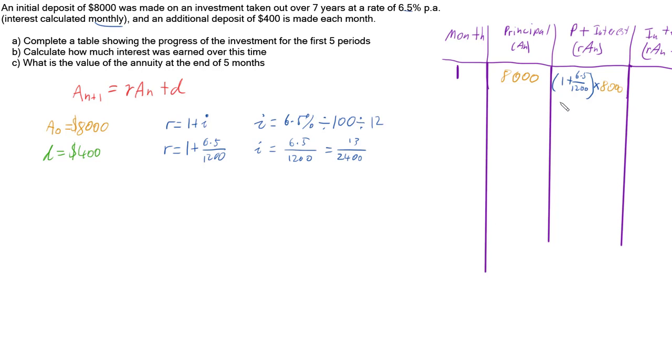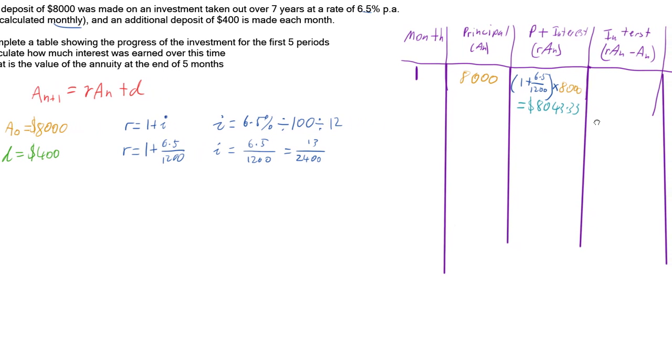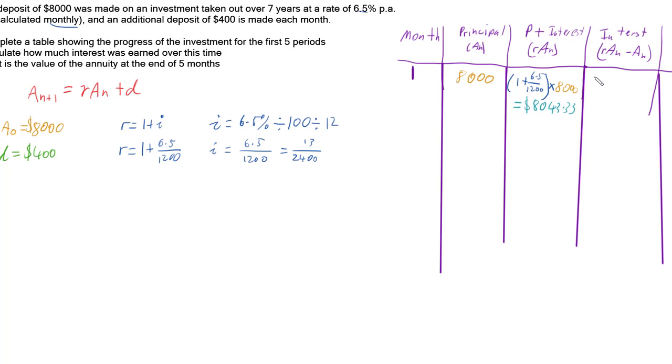And if we work that out, that gives us a value of $8,043.33. Then we can work out our interest, which is going to be that $8,043.33, and we're going to minus off our principal, that 8,000. And that's going to give us how much interest we are earning, which is $43.33. So this month we got just over $43.